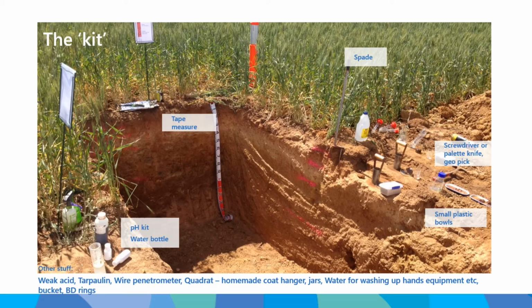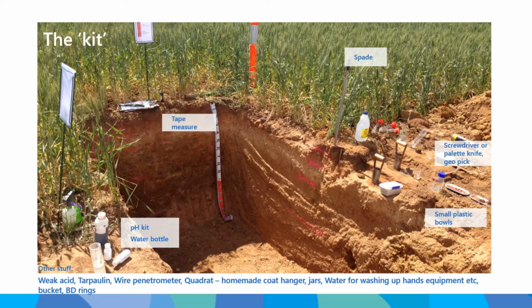The quadrat is good because you can walk away from the soil pit and do things like present ground cover, but also throw it around and count the different organisms or evidence of organisms within that quadrat to talk about soil biology.